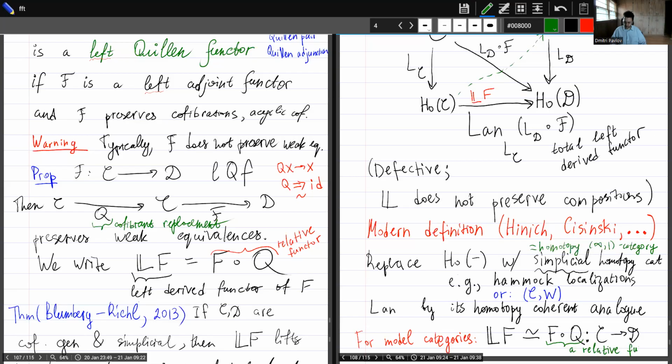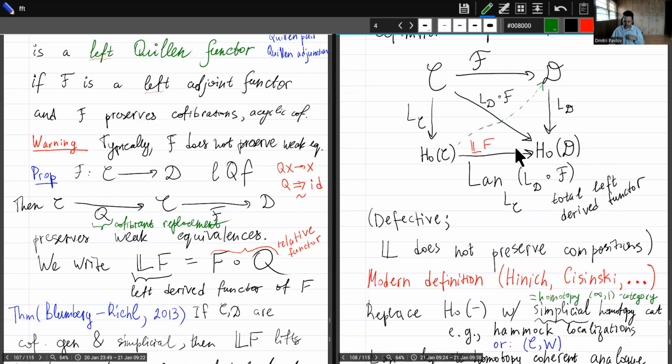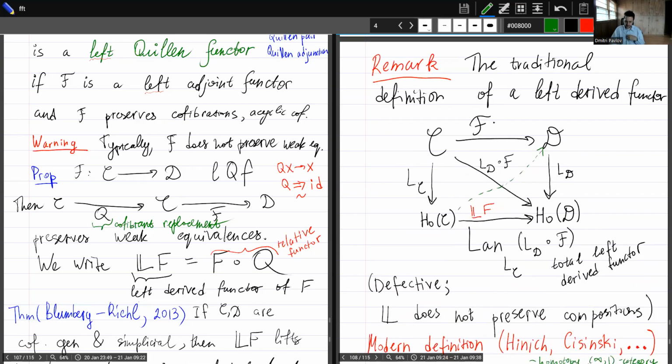It now preserves weak equivalences. And that's why, if you want to be a bit more precise, you can say f comma q goes between the corresponding relative categories. This will be a more precise statement. It's a relative functor between the corresponding relative categories. Whereas here f is definitely just an ordinary functor. So here f is typically not a relative functor.